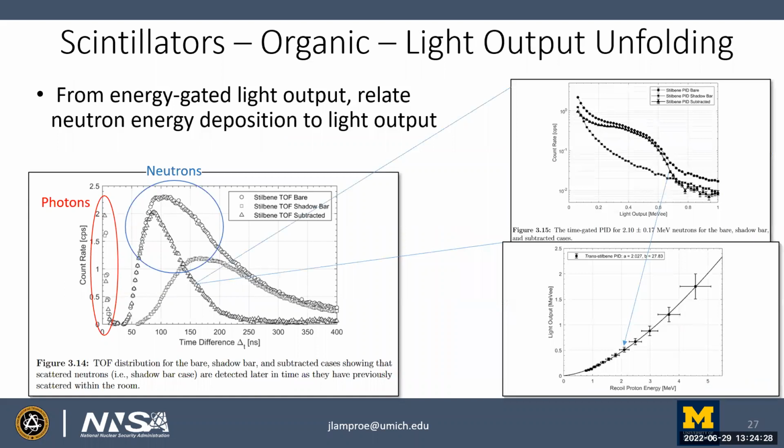And so here's some of the unfolding from energy gate light output. You can relate neutron energy deposition to light output. So looking at the light output from the electrons that are created and multiplied to get the signal, you can correlate that with your energy deposition to get some information about the source of your neutrons.